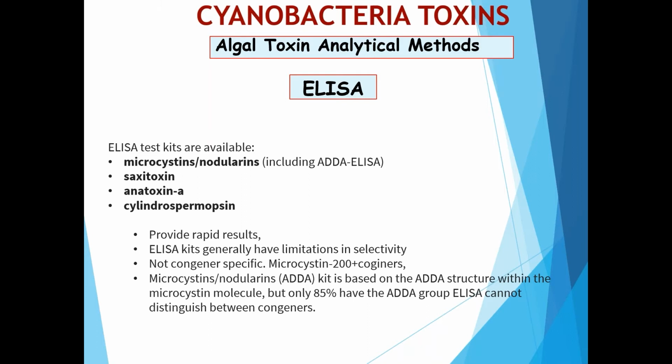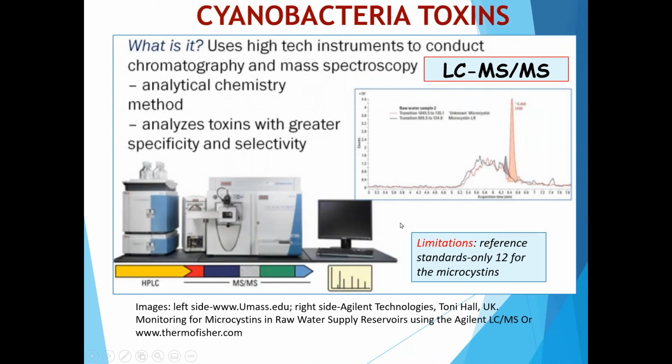So every single time I hear Barry talk about it, that number goes up. It's complicated, and for microcystin and nodularin it's based on the presence of an Adda structure within the molecule, but only about 85% have that. So it's complicated, and anytime you analyze any of those by ELISA, you know that you're essentially estimating.